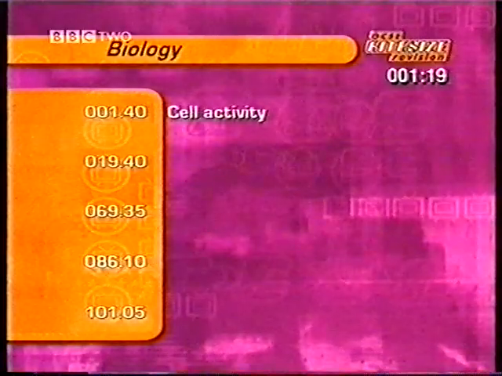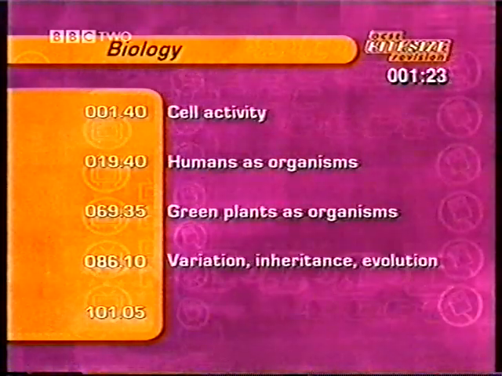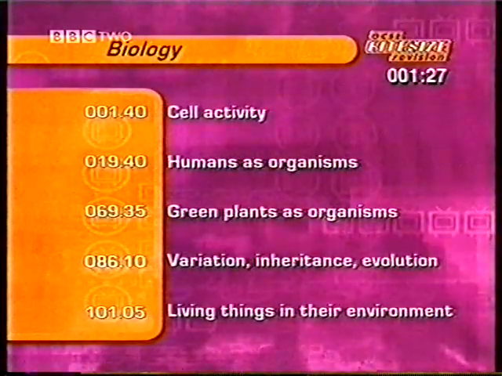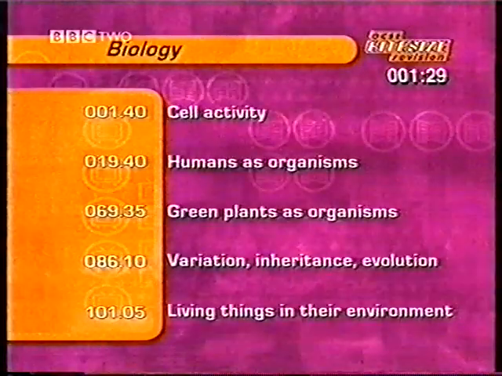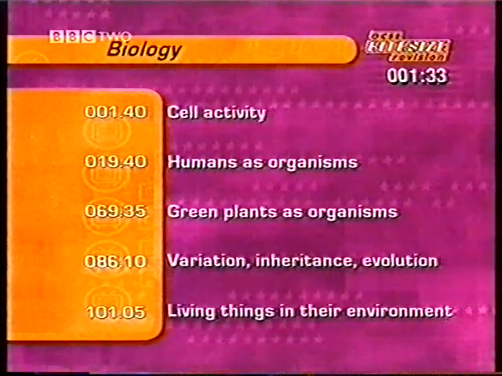This Foundation Biology programme is in 5 parts: cell activity, humans as organisms, green plants as organisms, variation, inheritance and evolution, and living things in their environment. You can use the timings on the menu and the clock in the corner to go straight to the topic you want to study.